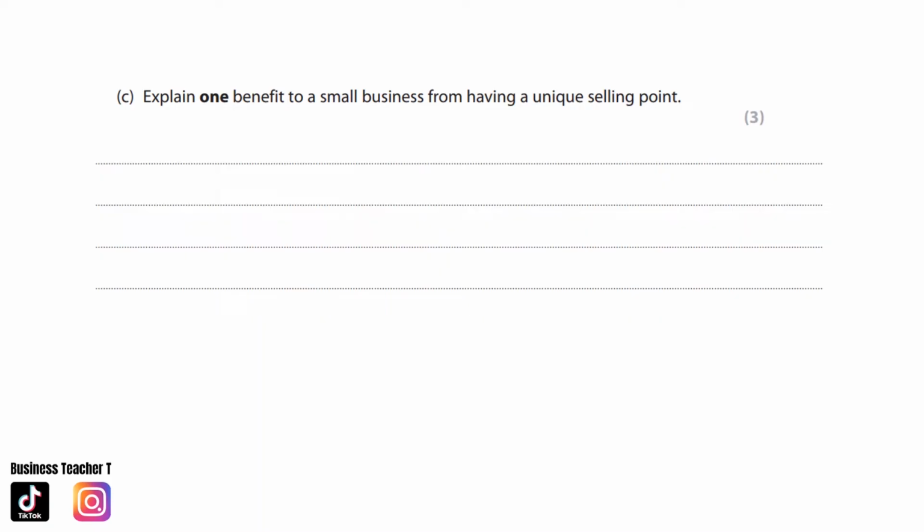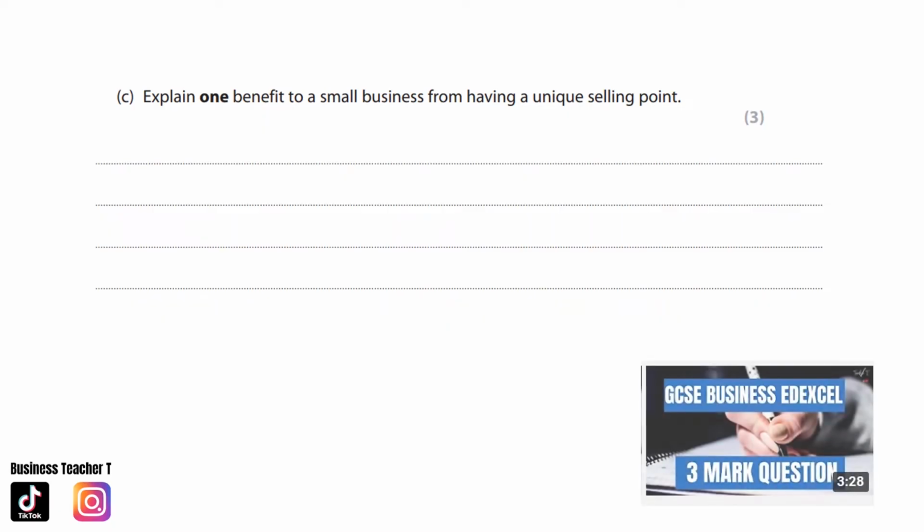Explain one benefit, and the word one is in bold, so only one benefit to a small business from having a unique selling point. And obviously that is 3 marks. Now, to approach the 3-mark question, you need to ensure that you have a point and 2 linked strands. If you want more clarification on that, then do check out this video. I will put the link to it in the description box. So back to our question, where we're going to explain one benefit to a small business from having a unique selling point.